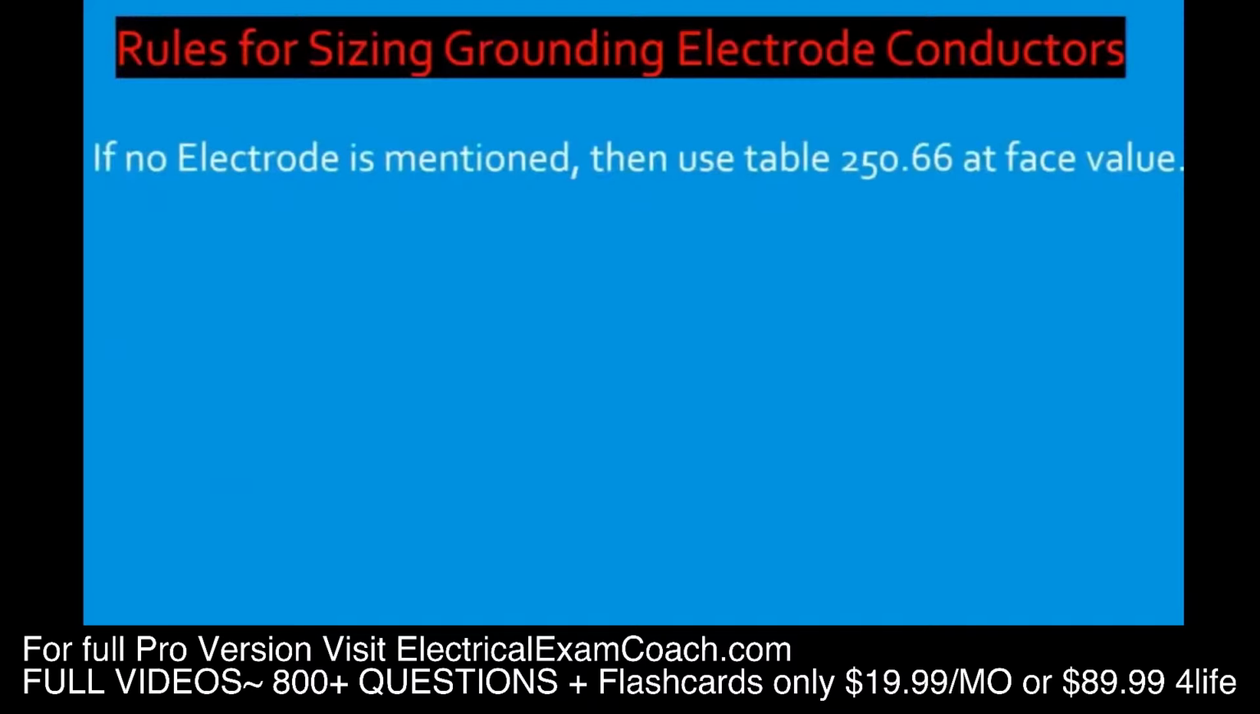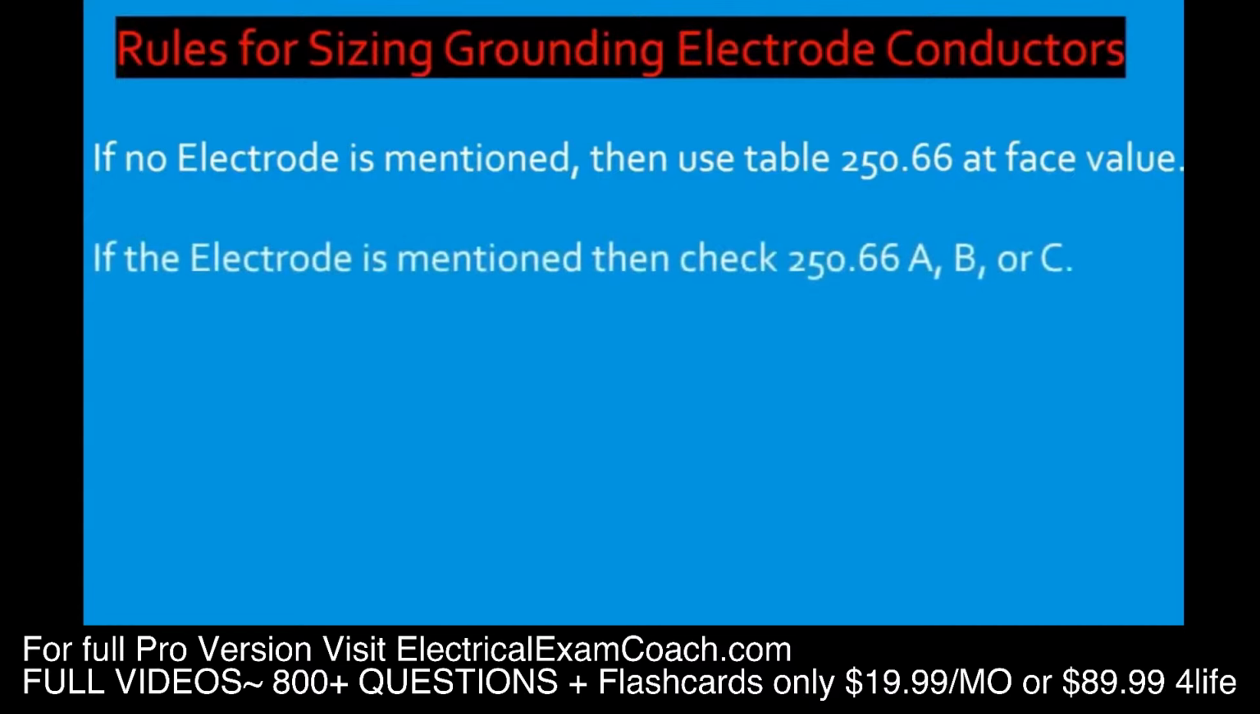All right, now let's reiterate these ground rules for sizing grounding electrode conductors. If no electrode is mentioned, the type of electrode, so if it doesn't say ground rod or footing ground or anything like that, you're going to use table 250.66 at face value. If the electrode is mentioned, we first need to check 250.66 A, B, or C. If the electrode is not mentioned in 250.66 A, B, or C, you would go back to the table. But usually if there's an electrode mentioned, you're going to be using A, B, or C.